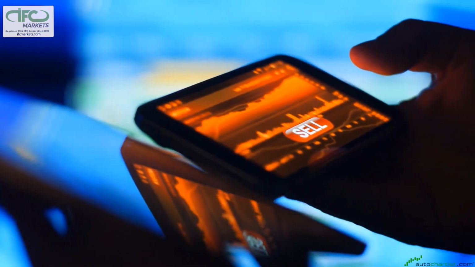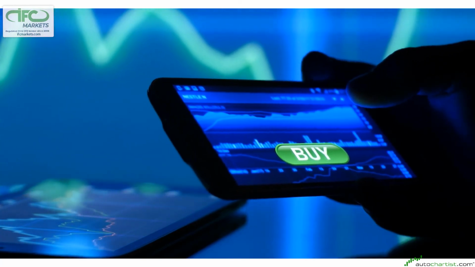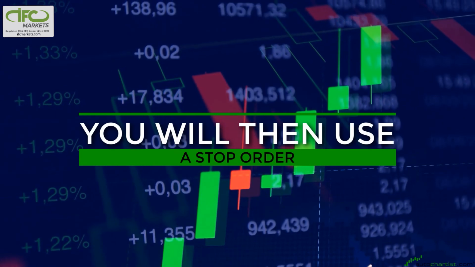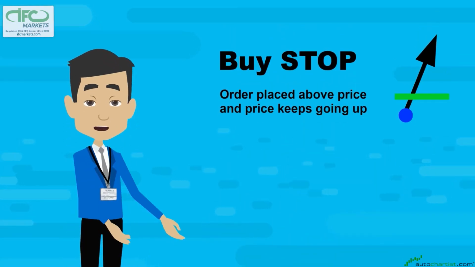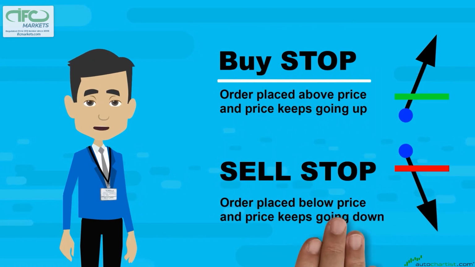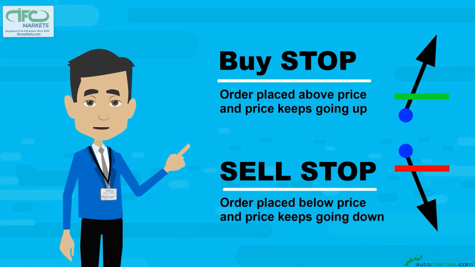Stop orders are placed to sell below the market or buy above the market at a certain price. If you think the price is going to move in a single direction, you will then use a stop order. If you want to join an upward price movement, if the price is going higher, you will set a buy stop order above the existing price. If you want to join a likely downward trend, you will set a sell stop order below the existing price.